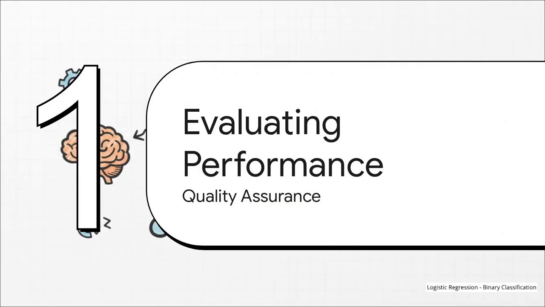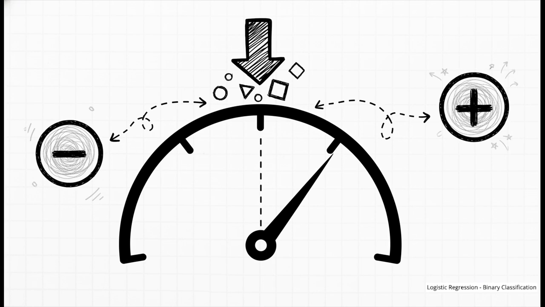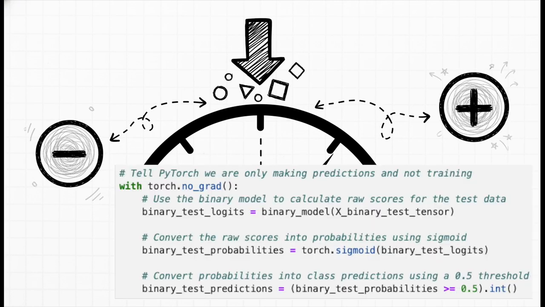Section 4. Evaluating performance. Time for some quality assurance on our newly trained model. Training is officially done, so we turn off gradient tracking with torch.no_grad to save memory and bring in that unseen test data. Now, since we aren't using that combined loss function anymore, we actually do have to manually run our raw test logits through torch.sigmoid to get probabilities between 0 and 1.